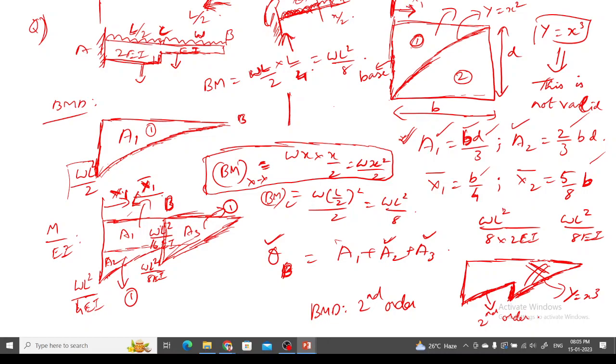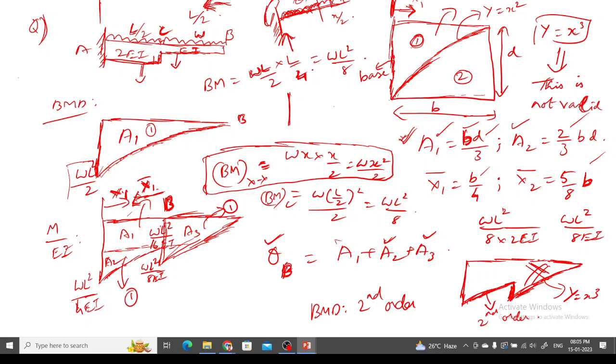See, x1 bar is, actually what you have to find out is the distance of the centroid from the origin point. Here you are interested to calculate the value of theta B, which means I have to take the centroid from the origin point. Here the origin point I will fix as point B only, right?